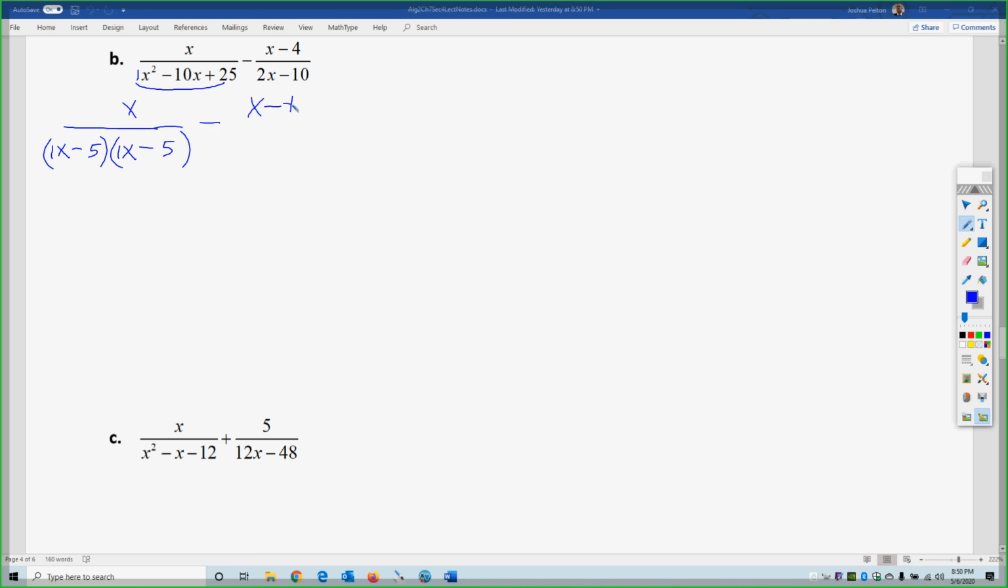Minus x minus 4 over 2x minus 10, which has a common factor of 2 that can be factored out. Okay, lowest common denominator. So they have an x minus 5 in common, but only one of them. So what's left over is another x minus 5 and a 2.